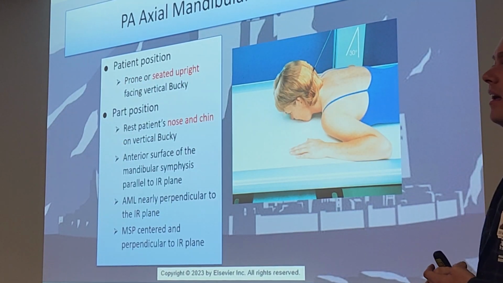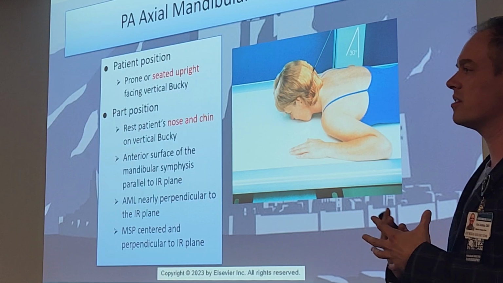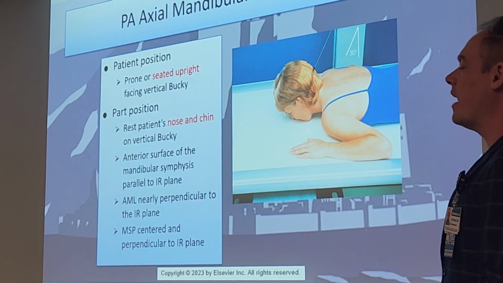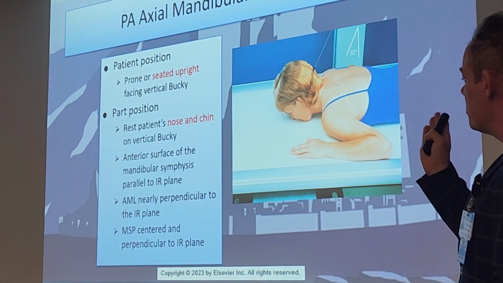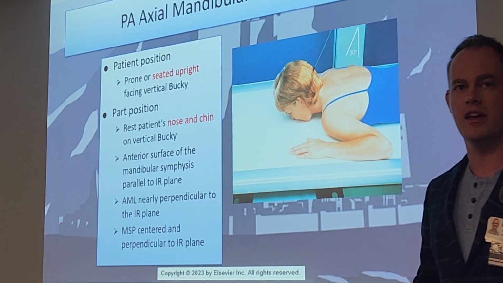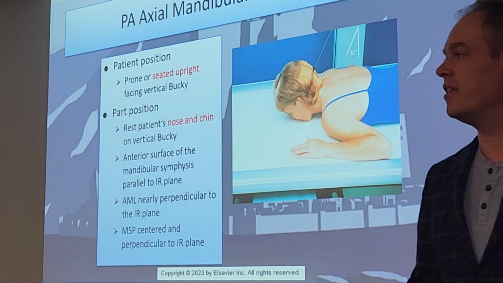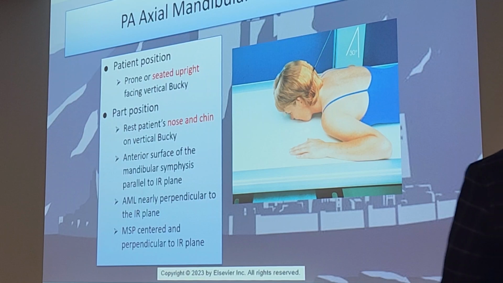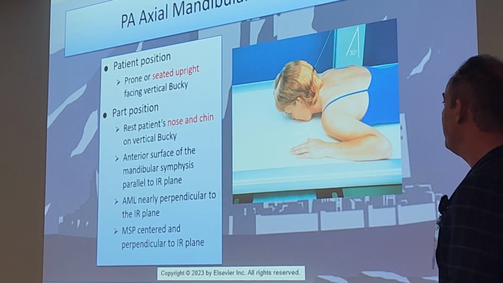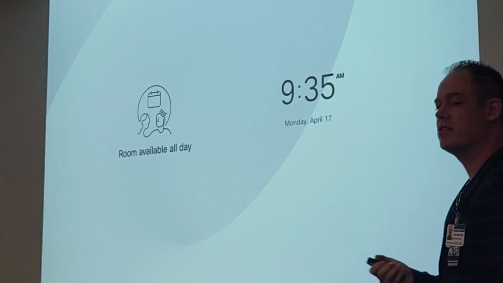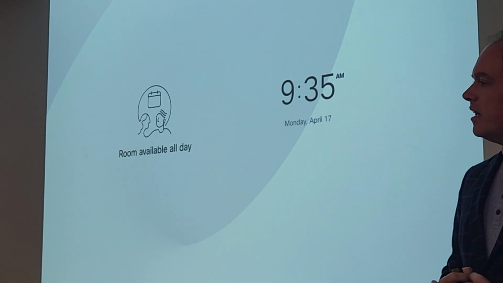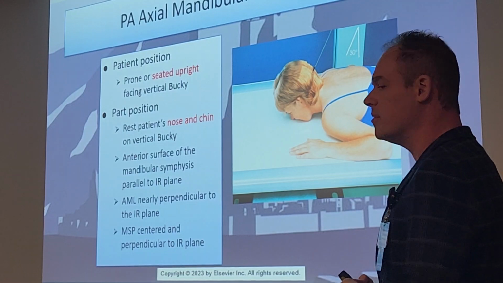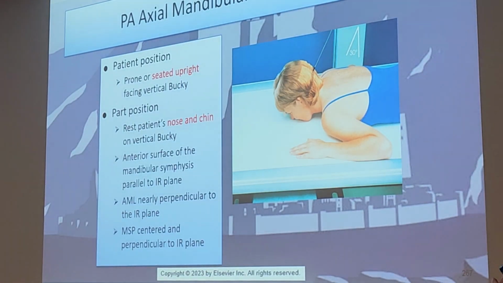All right, so here's the axial version. What's this going to do? It's going to further elongate the body area, give us an even better view. We're going to have the patient perfectly sitting upright, same position at nose and chin once again. Anterior surface of the mandibular symphysis, or the mentum, parallel to the IR plane. AML is still almost perpendicular, and we're still utilizing that 30-degree cephalic angle. That's the big one again, 30-degree cephalic angle for these mandible x-rays. Not caudad, but cephalic.